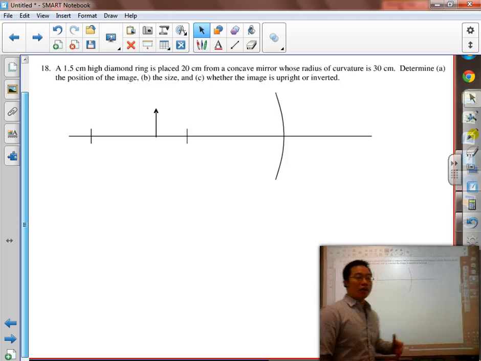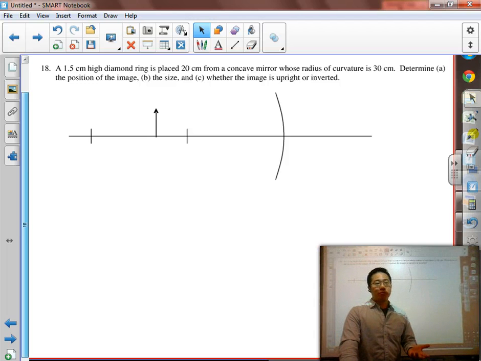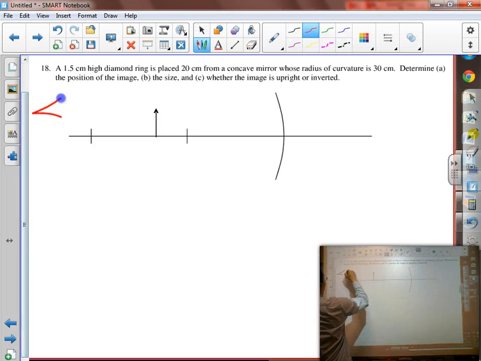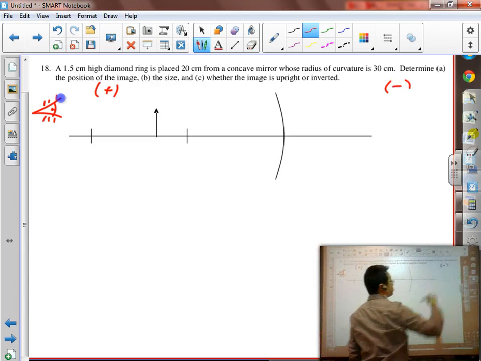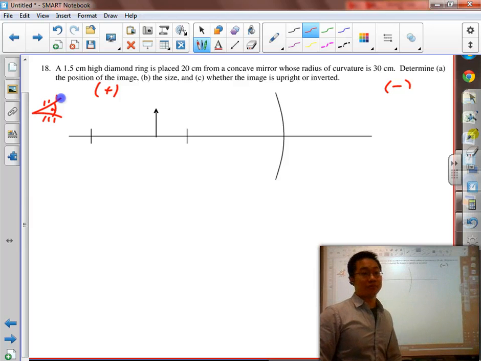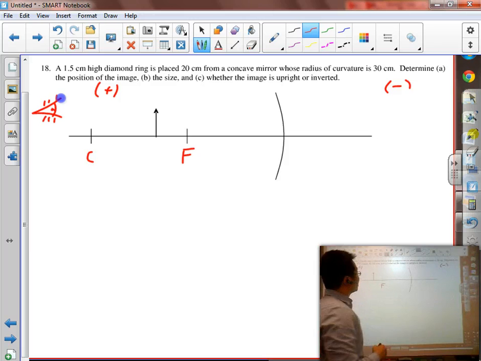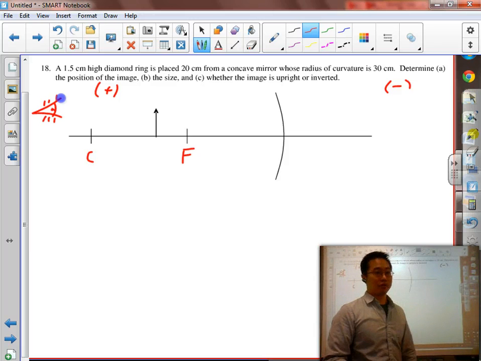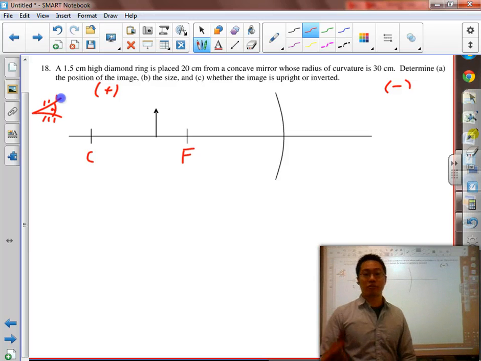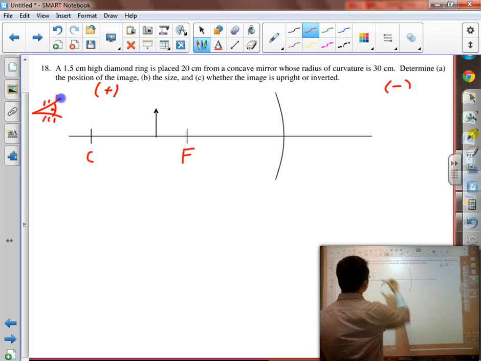You should label where it's positive and where it's negative. Positive is where the eye is. Negative will be the virtual side. We'll label our focal point and our center. They even give us some nice numbers here to use. And they say the object, for example, is placed 20 centimeters from the concave mirror.